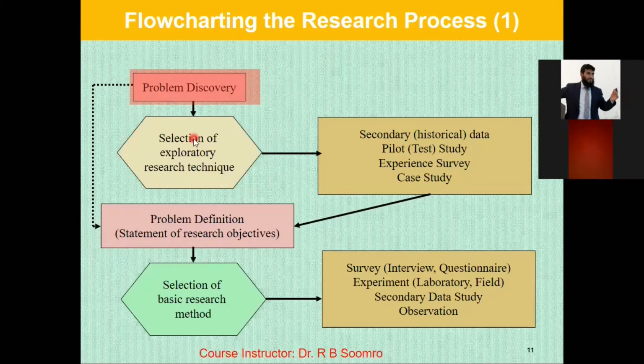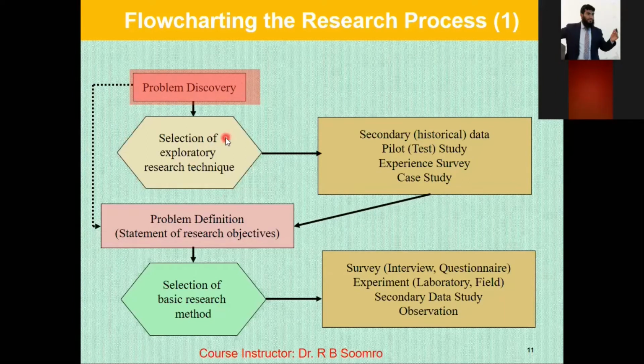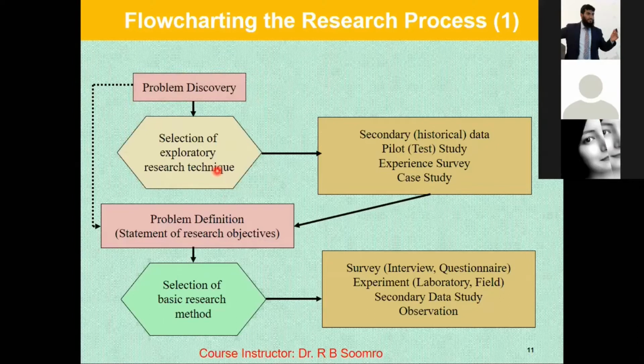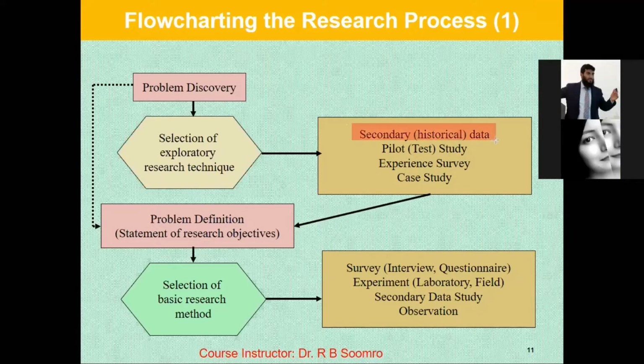Then we have to go through the selection of an exploratory research technique. You know that earlier we discussed exploratory research. So this is the type of technique which we apply in order to discover what the problem is. In order to discover the problem, different options are available. The first one is that we can go through the secondary data. I think you know the difference between the secondary and the primary data.